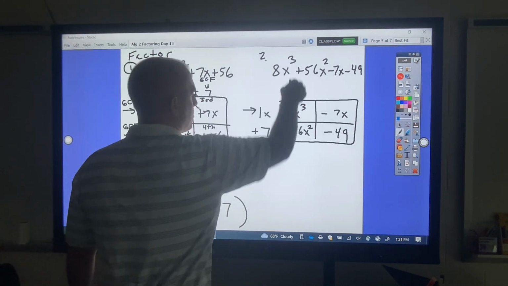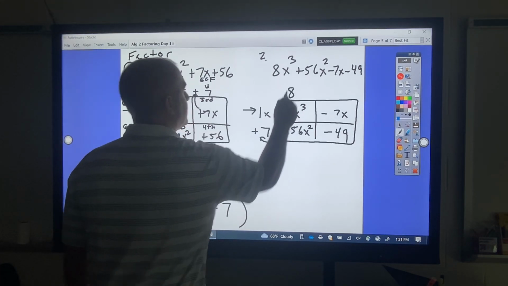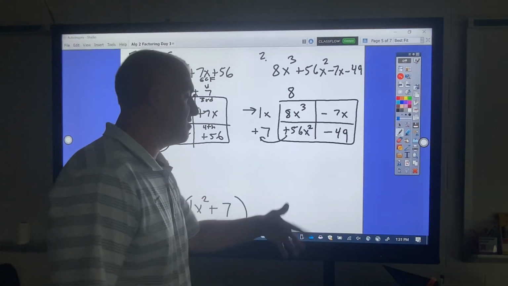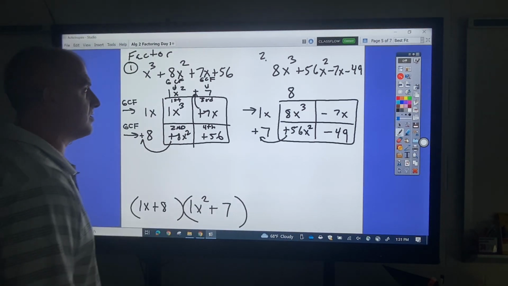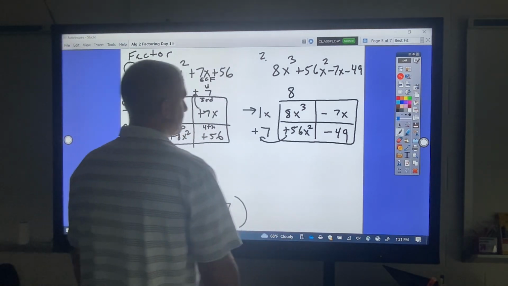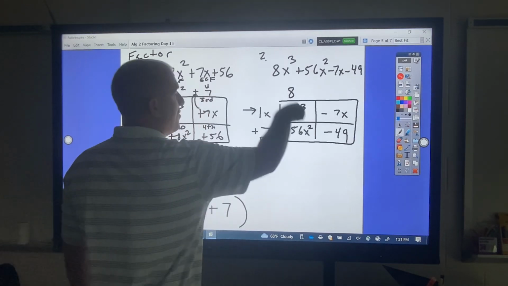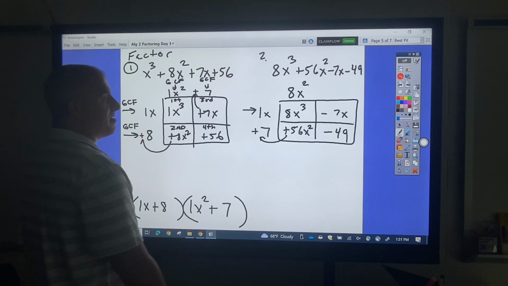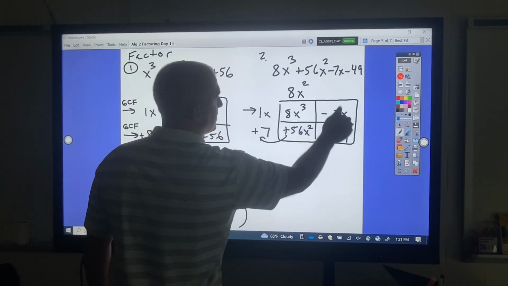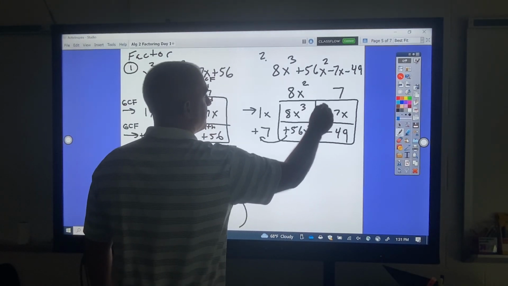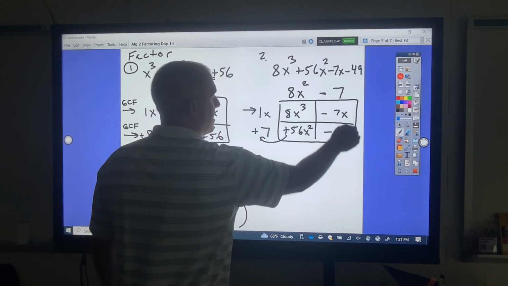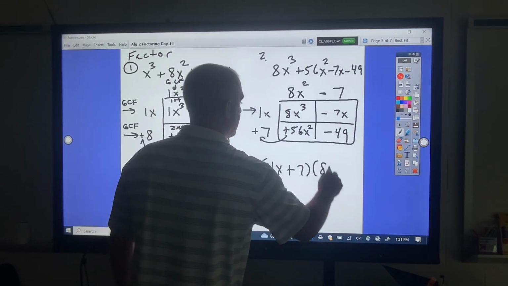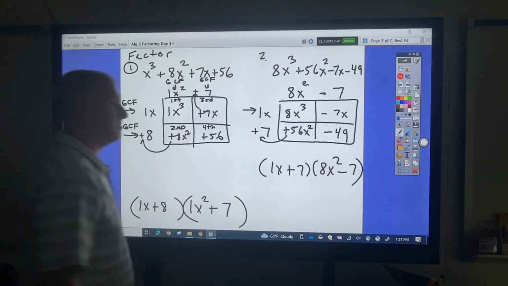Going this way, biggest number that goes into 8 and 56 would be 8. And if you can guess and check that, 56 divided by 8, oh yeah, that works. Now, they both have a letter in common. That's x, and the smallest exponent is x squared. Biggest number that goes into 7 and 49 would be 7. Since this is a minus, that would be a minus. Now, they don't have an x. So my factors are 1x plus 7, 8x squared minus 7.